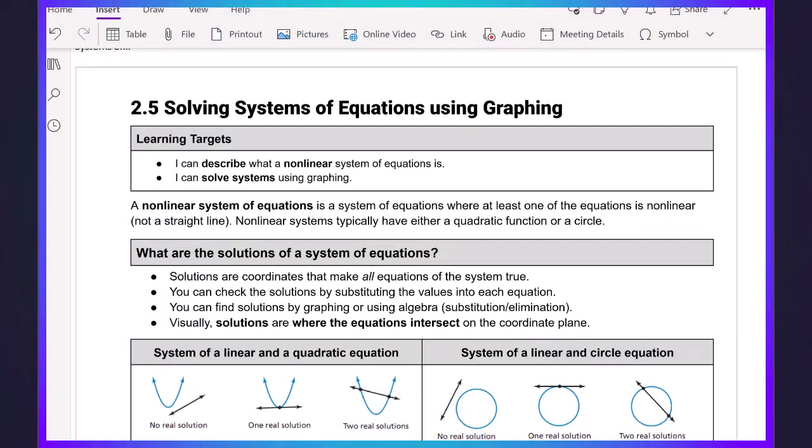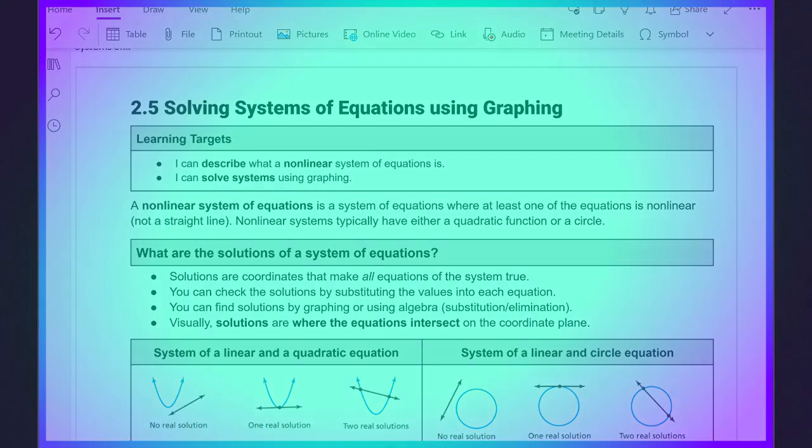Hello everyone, this is the video for lesson 2.5, solving systems of equations using graphing. There's going to be a couple of things that we're going to do today. We will be able to describe what a nonlinear system is, and we are going to solve systems using graphing. So we'll either be given a graph or we will graph using Desmos and find the intersection points.